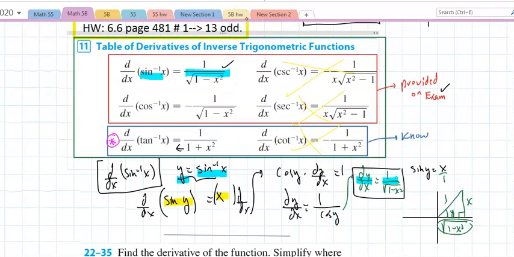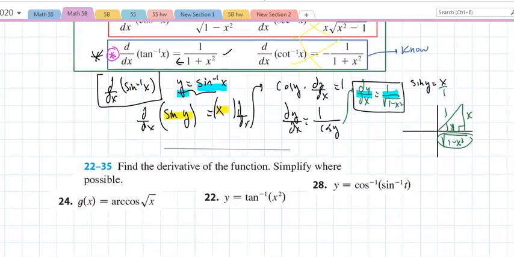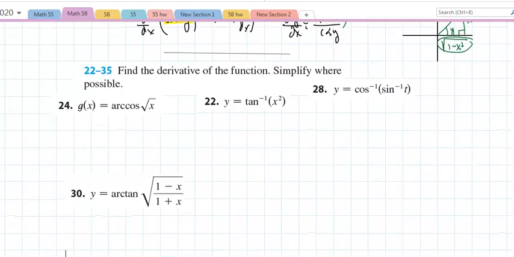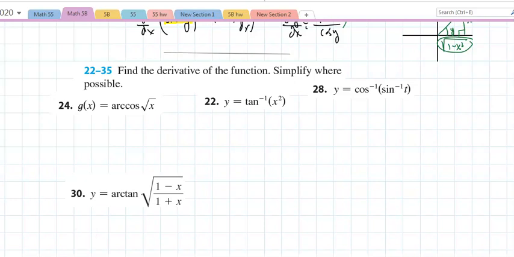Now, have this next to you as you're doing these problems. Make sure to memorize that derivative of inverse tangent is 1 over 1 plus x squared. And the rest of the section is nothing more than practice problems with some quotient rule, product rule, implicit differentiation, all of that. Find the derivative of the function, simplify when possible.